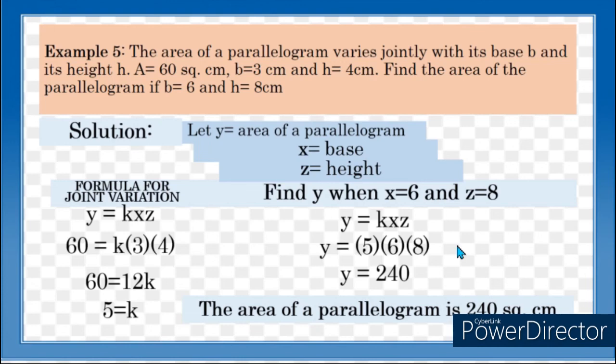Okay, take note ha. Joint variation is a variation wherein the quotient of a variable and the product of two variables is equal to a constant. Okay, take note, another one, the formula for finding the joint variation is y over xz is equal to k, or y is equal to kxz.